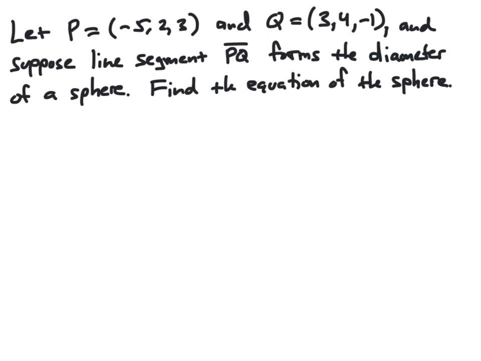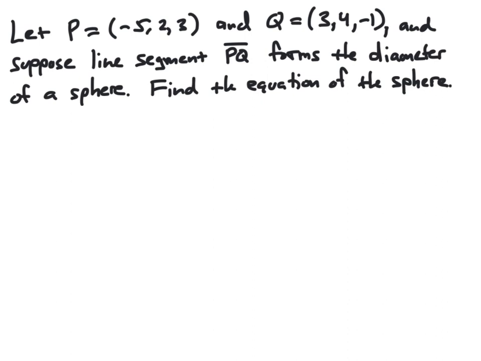In this example, we're asked to let P be the point (-5, 2, 3), and Q be the point (3, 4, -1), and to suppose that the line segment between those points P and Q forms a diameter of a sphere. We want to find the equation of that sphere. In order to do this, we need to determine the center and the radius of our sphere.